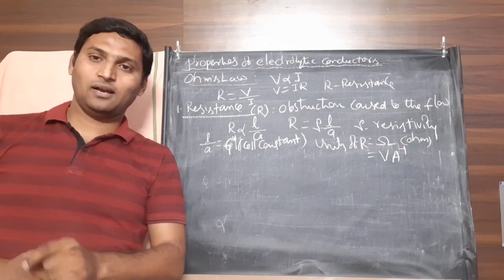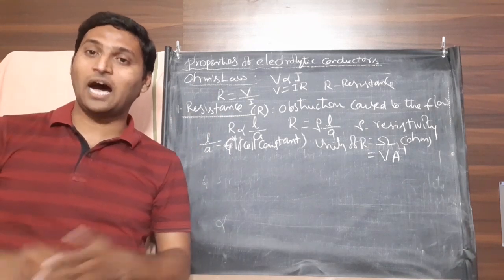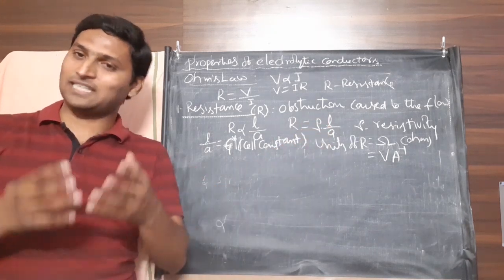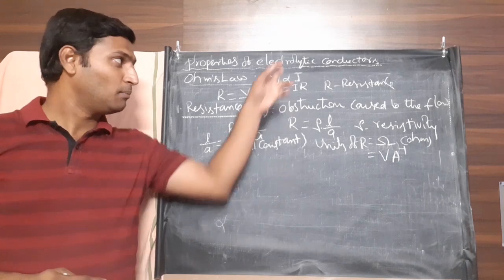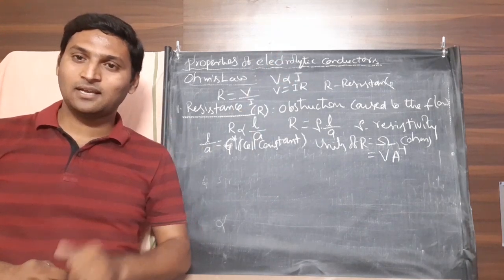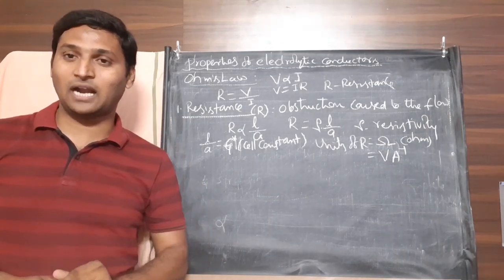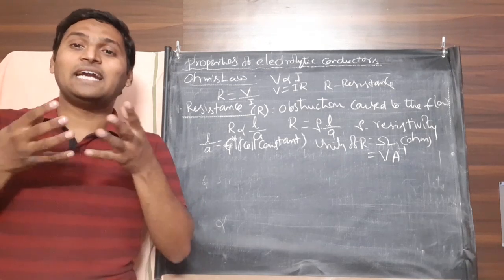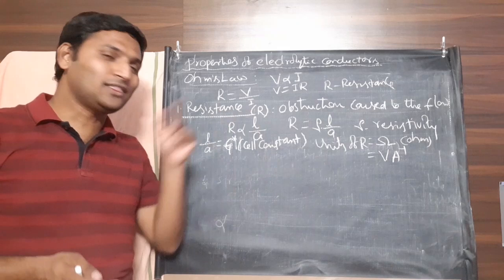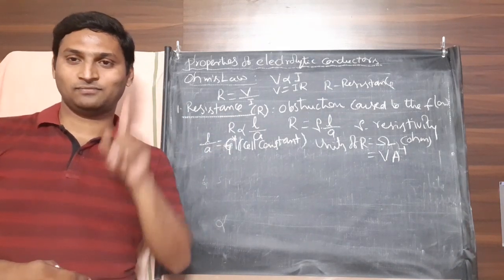If it were a metallic conductor like copper wire or aluminum wire or silver rod, talking about its length and area of cross section has a sense. But what are electrolytic conductors? Either molten base or molten salt or aqueous solution of base, salt or an acid. It's a liquid. Then what do you mean by the length of a liquid? What do you mean by the area of cross section of a liquid?